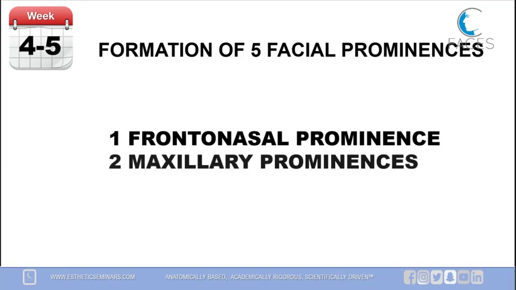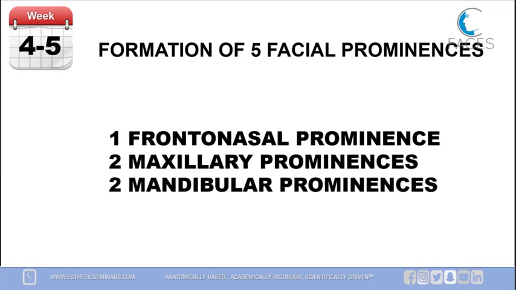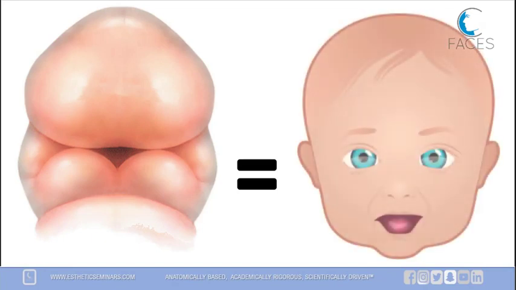During the 4th week, 5 swellings appear and contribute to the formation of the face. They are the frontonasal prominence, the paired maxillary prominences, and the paired mandibular prominences. The frontonasal prominence is formed by proliferation of mesenchymal neural crest cells, and the maxillary and mandibular prominences arise from the first pharyngeal arch. For orientation purposes, we're looking at the facial or anterior or ventral view of the embryo.